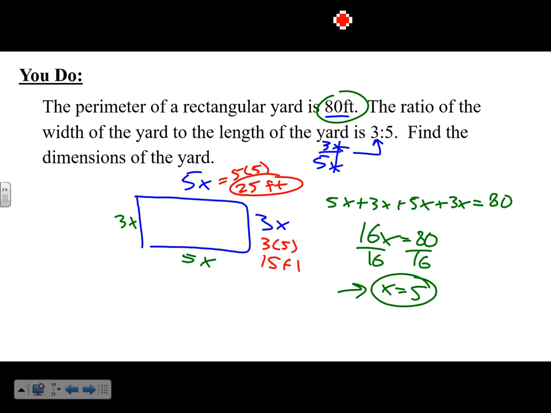Again, it doesn't matter which one you call the length or the width. And if you want to check, make sure you do this: 15 over 25 has to be 3 over 5, just like they said.